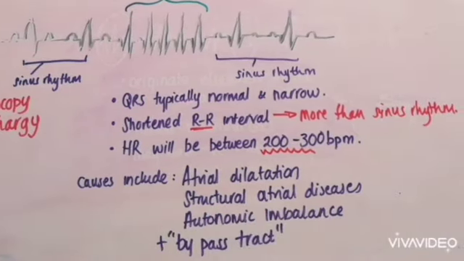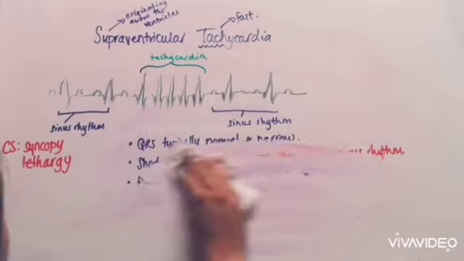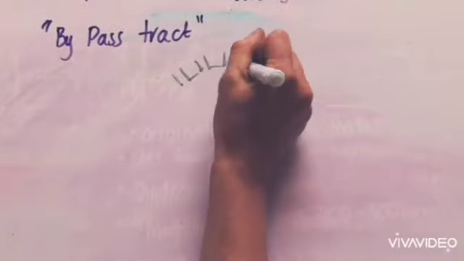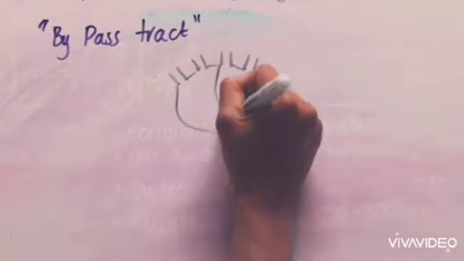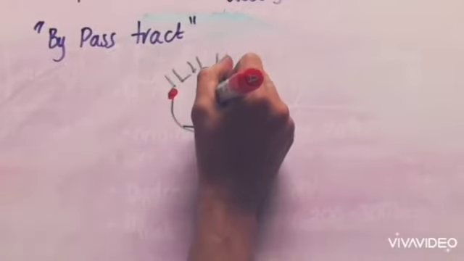It can also be caused by a thing called the bypass tract, which we'll just touch on quickly. Now, the bypass tract is basically where there's a muscular connection between the atria and the ventricles, which causes the impulse to short circuit. Now, this impulse can go up or down through the bypass tract, as I'll just draw on now.